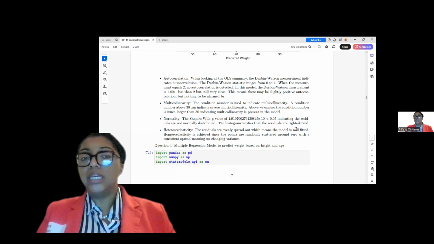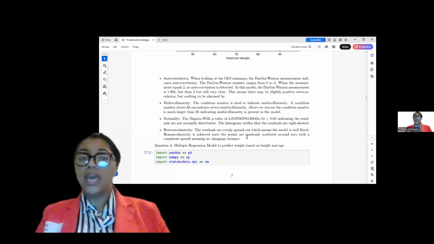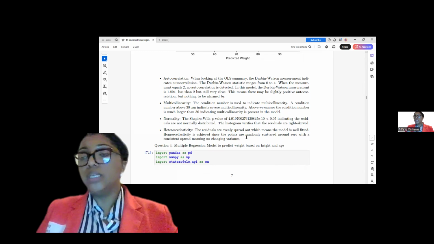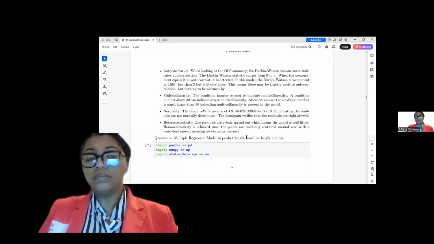And lastly, heteroscedasticity: the residuals are evenly spread out along the y=0 axis. So we actually achieve homoscedasticity in this particular regression model.